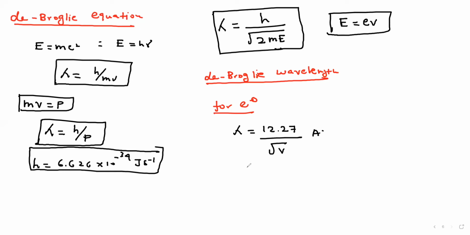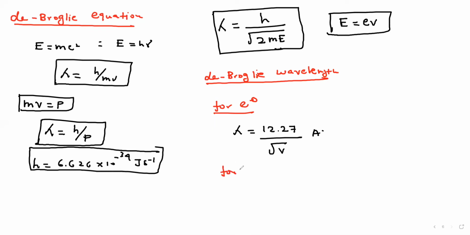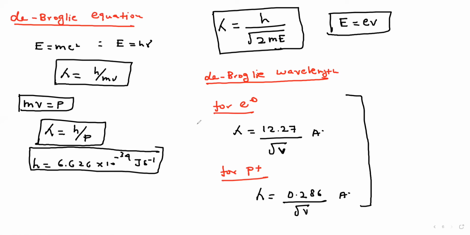In case of a proton, please note the value of the thermal de Broglie wavelength for the proton, P plus. The lambda is around 0.286 by square root of volt, in Angstrom. This is not velocity, it is volt, very, very important. Using these two formulas, we find the thermal de Broglie wavelength of the electron and the proton.